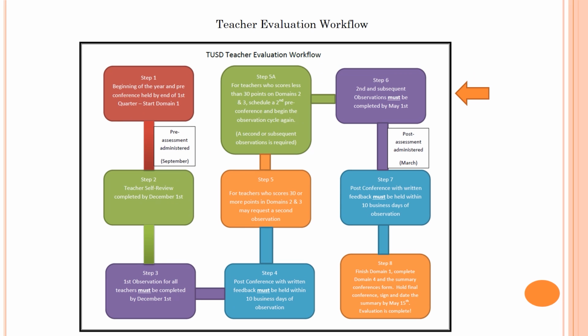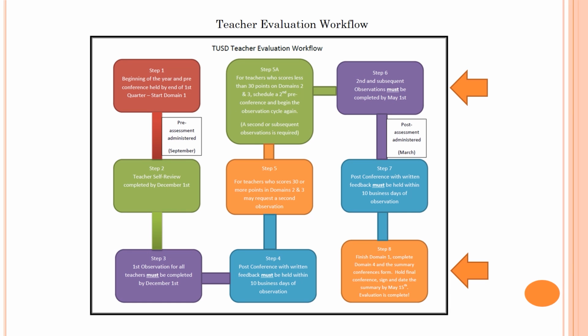Step 5 of the process determines whether a second observation is needed. If a teacher scores 30 points or more in Domains 2 and 3, a second observation is not required unless requested by the teacher. Step 5A states, if a teacher scores 29 points or less on Domains 2 and 3, a second observation is required. In the case of a second or subsequent observation, the cycle begins again with a pre-conference, an observation, and a post-conference. Again, preliminary scoring of Domains 1 and 4 allows the teacher to decide whether to request a second or subsequent observation. All second or subsequent observations must be completed by May 1st.